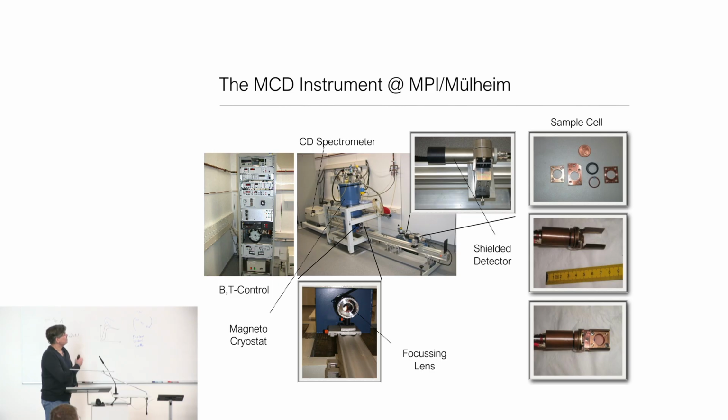And so the first step when you do an MCD experiment yourself is to take such a cell, and there are two quartz glass windows that you put in here. Then you put such a rubber spacer, then you put another window, then you put that thing on top, then you screw everything together, and now you have to fill it.